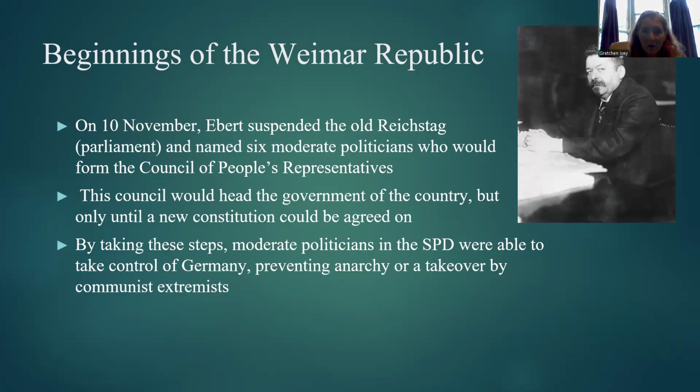On the 10th of November, Ebert suspended the old Reichstag, or the old parliament, because it was very weak and not doing much anyway, and named 6 moderate politicians who would form the Council of People's Representatives. Now, this council would head the government of the country, but only until a new constitution could be agreed upon. By taking these steps, moderate politicians in the SPD were able to take control of Germany, preventing anarchy or a takeover by communist extremists. And they were very fearful of this. Keep in mind that in 1917, you had the Bolshevik Revolution in Russia. The czars were overthrown. They did not want a similar situation happening in Germany.